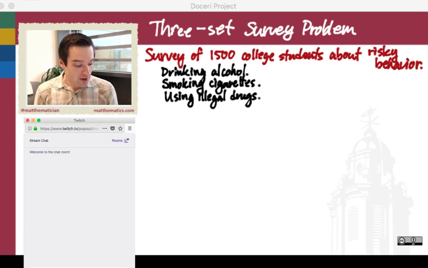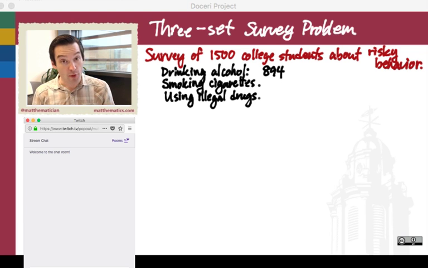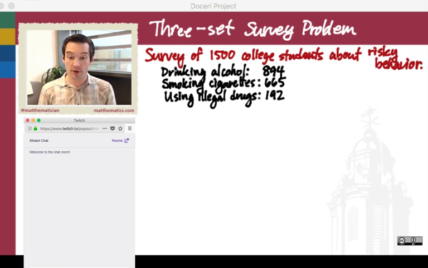All right. So here are some of the results of the survey that are given in this problem. 894 respondents in this survey reported drinking alcohol. 665 reported smoking cigarettes. 192 reported using illegal drugs. So as I'm beginning to think about the data that's coming at us in this survey problem, each of these is telling me just one piece of the puzzle, right?